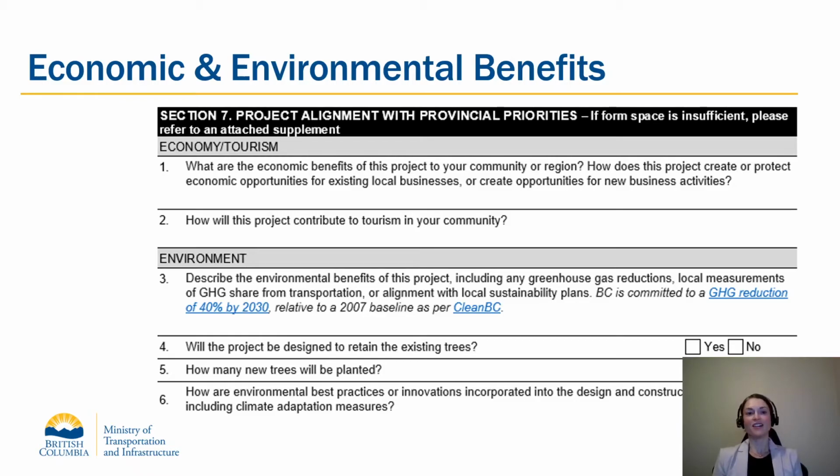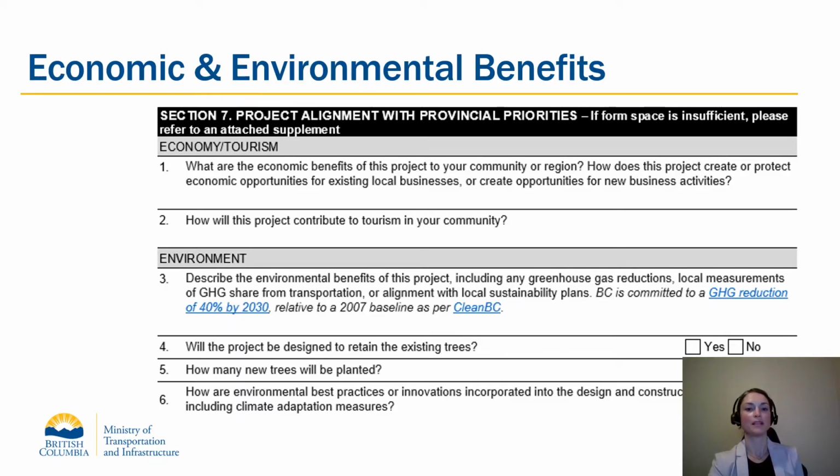Section 7 on economic and environmental benefits is an opportunity to highlight these elements of the project. This includes the benefits from the project itself to tourism, local businesses, and new businesses. Also, how will the project impact the environment, such as tree removal, replacement, or preservation? Often, improved AT facilities should increase AT use and reduce the use of greenhouse gas emitting modes. What is the estimated GHG reduction?